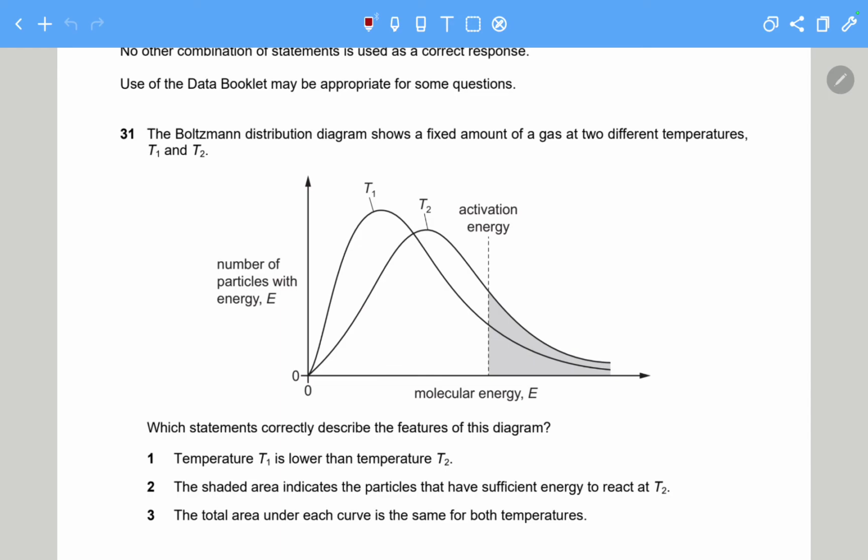Which statements correctly describe the features of this diagram? Temperature T1 is lower than temperature T2. Yes, that's correct, because as you increase the temperature, the curve flattens and moves towards the right. So T2 has to be greater than T1.